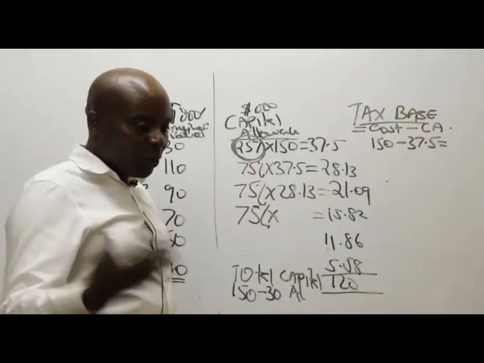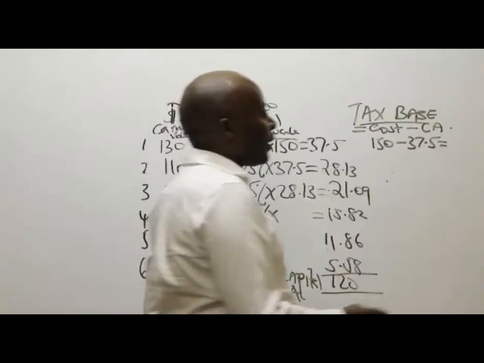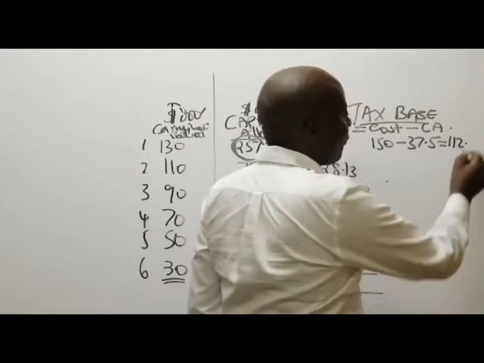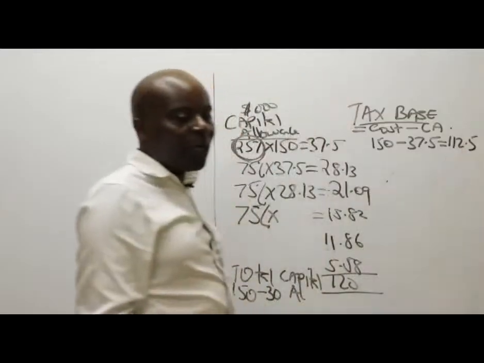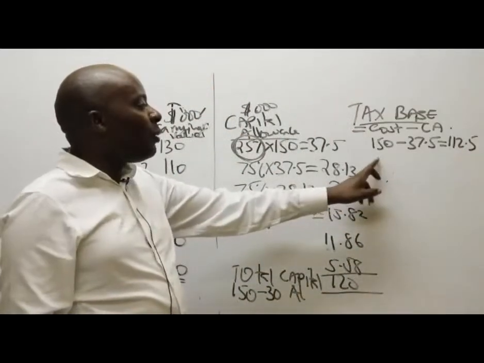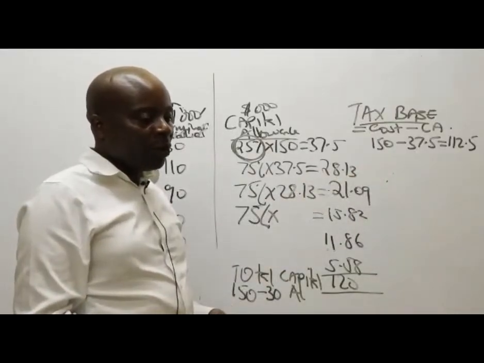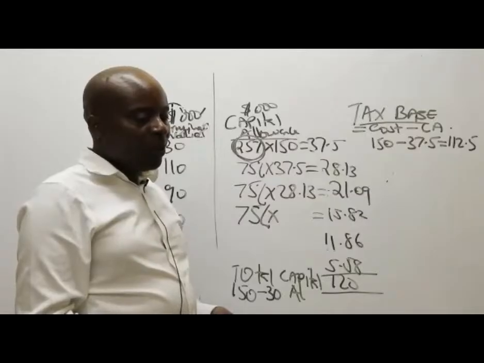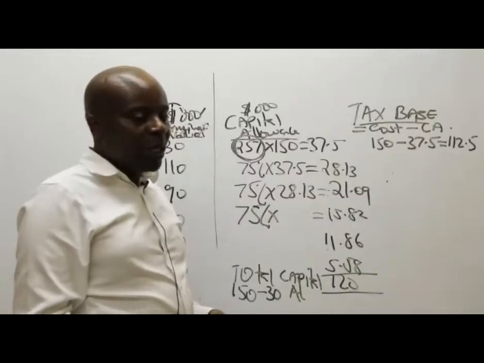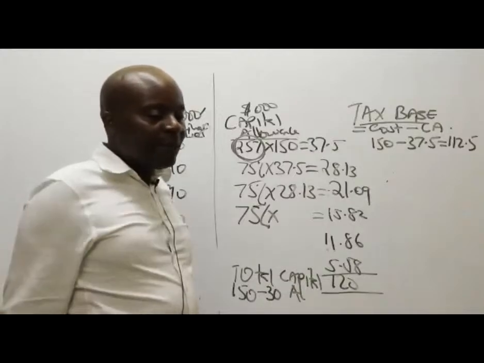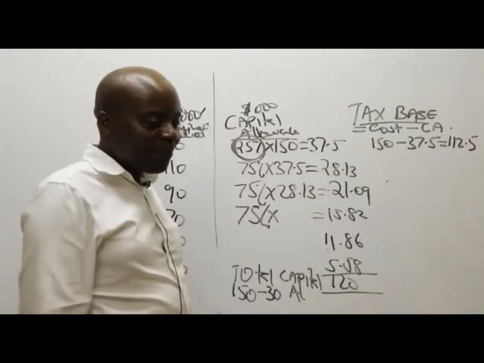Now you're the ones who are doing these figures in slow motion. So he says it will be 112.5. Now, ladies and gentlemen, after that, could you kindly guide me? What shall I do to be able to get the tax base for year number 2?